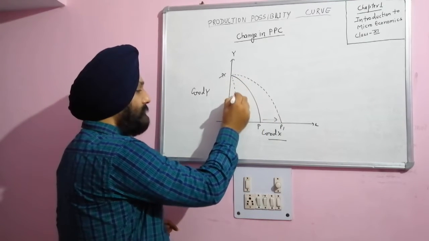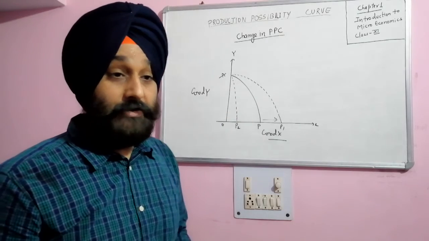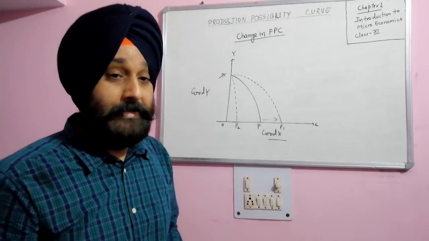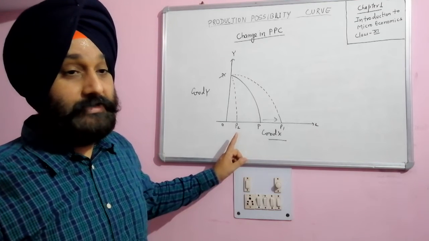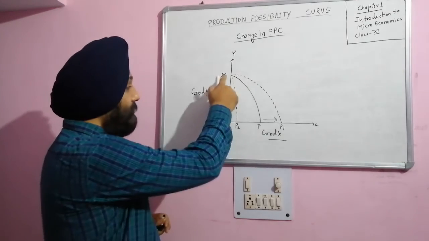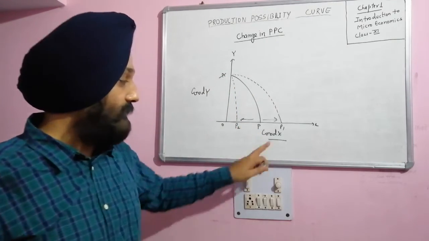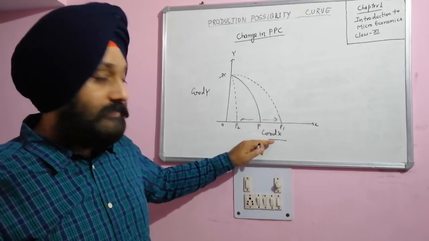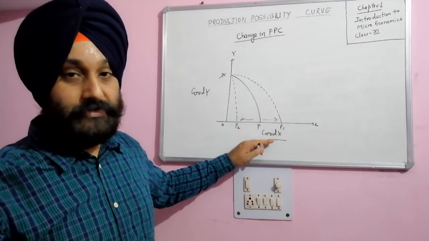However, in case of technological degradation and decrease in resources for the production of good X, the production possibility curve will rotate leftward from AP to AP2. This is a leftward rotation. So the reason is the rotation around the x-axis in case of increase in the resources of good X and advancement in the technology of the production of good X.